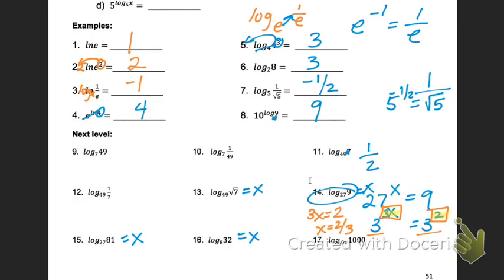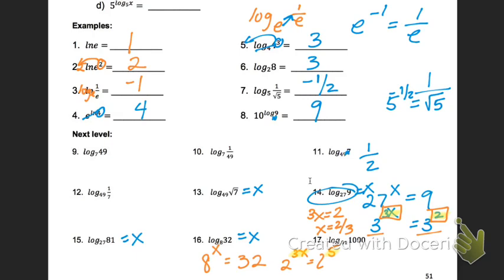Wait, go through number 16, because I didn't get that part. Number 16 would be 8 to the x power equals 32. Then you figure out a base that makes them both 2. 2 to the 5th power is 32. Got it. 2 to the 3x equals 2 to the 5th. And then 3x equals 5, so x equals 5/3.